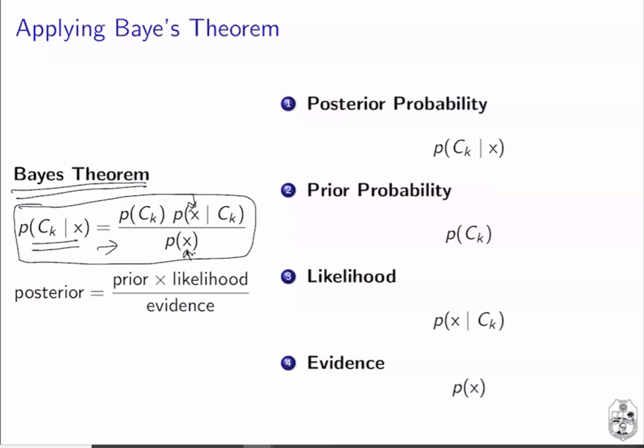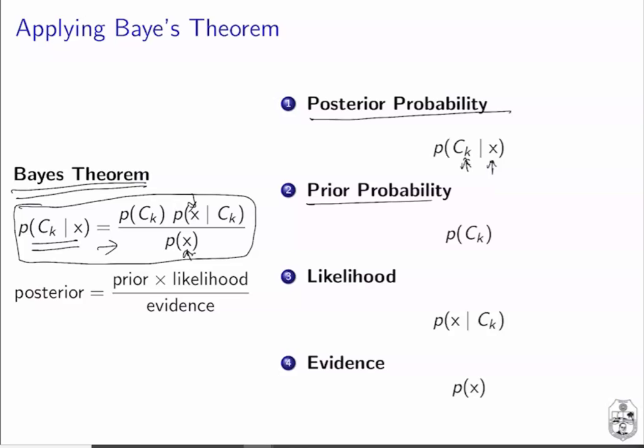So these are the different probabilities present on the right hand side of this equation. And the four probability terms that we are using in these equations are labeled as follows. The first is the posterior probability. The posterior probability means calculating the probability of each and every class label for a given value of the input vector, and this is also a conditional probability.